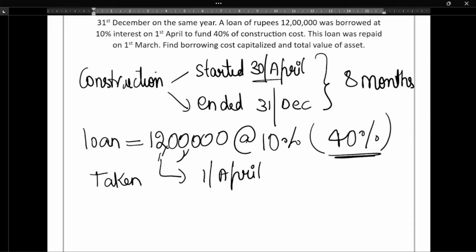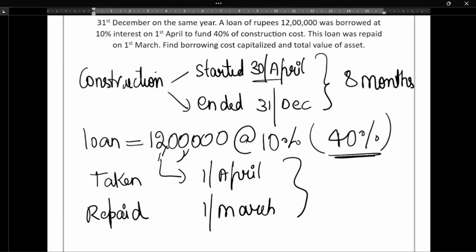This particular loan was repaid on 1st March of the next year. So how many months? Let us calculate. April, May, June, July, August, September, October, November, December, January, February. March you need not consider because it is the start of the month. So it will be 11 months. The loan was taken only for 11 months.